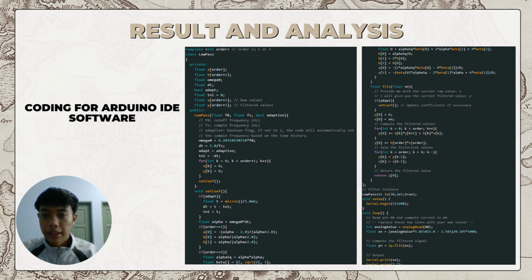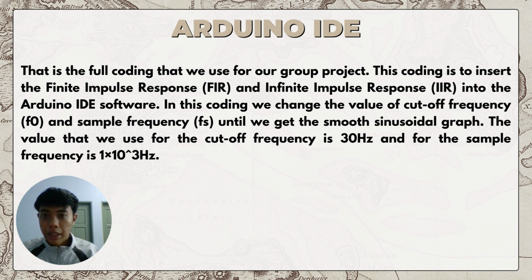Today we will present the results and analysis for the coding in the Arduino IDE software. So this is the coding in the Arduino IDE software. This is the full coding that we use for our group project. This coding is to insert the finite impulse response, which is FIR, and infinite impulse response, IIR, into the Arduino IDE software.